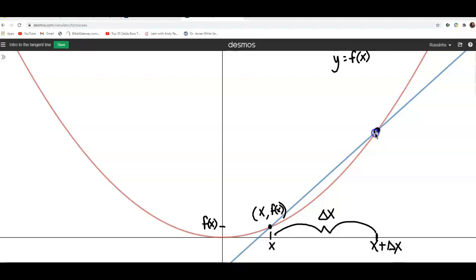So now, if I were to label this point, I would call this the x value x plus delta x. And if that's the x value, the y value will be the function's value when I plug that into it. So instead of y2, I'm going to call it f of x plus delta x. All right? And that means that this y value right up here is going to be f of x plus delta x.